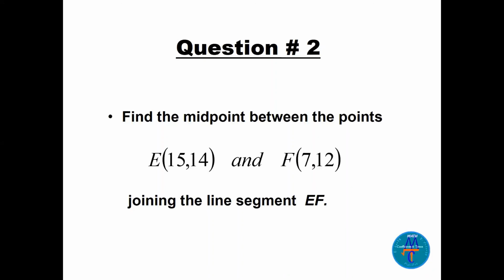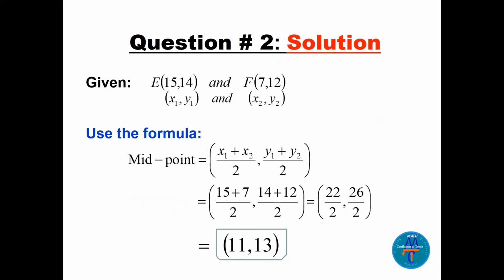Now, the midpoint is the point in the middle. So we need the coordinates of the point, x and y. We can use the formula here: (x1 plus x2) over 2, (y1 plus y2) over 2. I put everything in detail here. This is (x1, y1), (x2, y2). Put the numbers. 22 divided by 2 is 11. 26 divided by 2 is 13. That is a point. We call it the midpoint, in the middle.